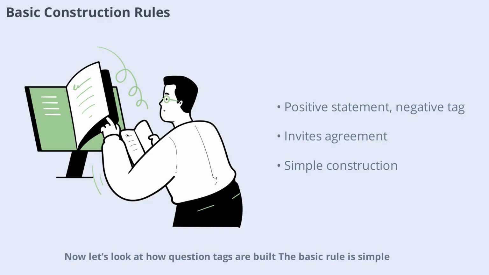The basic rule is simple: you add a short question to the end of your statement, but there's a twist. If your statement is positive, your tag should be negative. For example, "You are coming to the party, aren't you?" Here, the main sentence is positive, so the tag is negative. This balance helps clarify your meaning and invites agreement or confirmation from the listener.